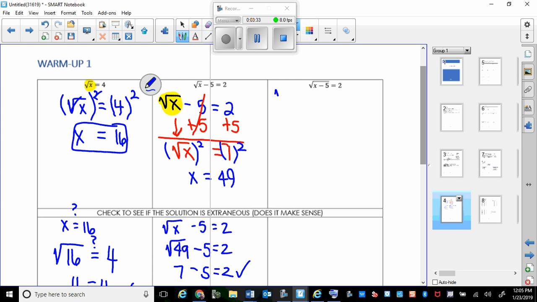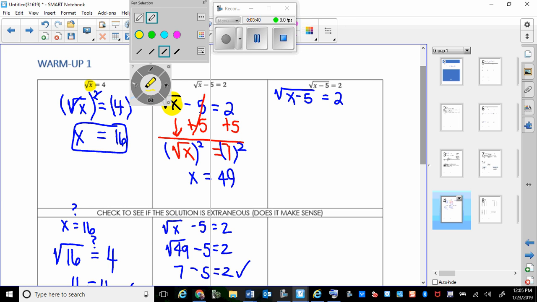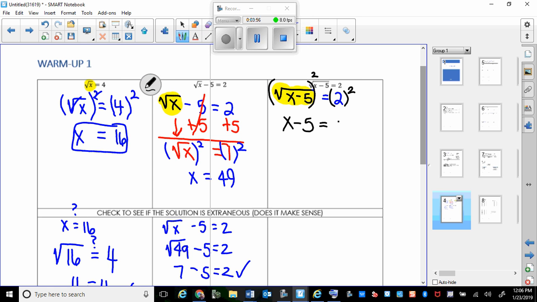Next one, I have the square root of x minus 5 equals 2. I'm going to highlight my radical. Alright, so this entire thing's in the radical, so I'm going to square both sides entirely. And the radical falls away, as well as the power. I get x minus 5 equals 4. Add 5 on both sides, and x equals 9.